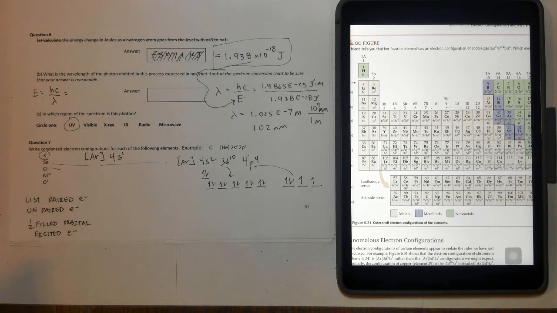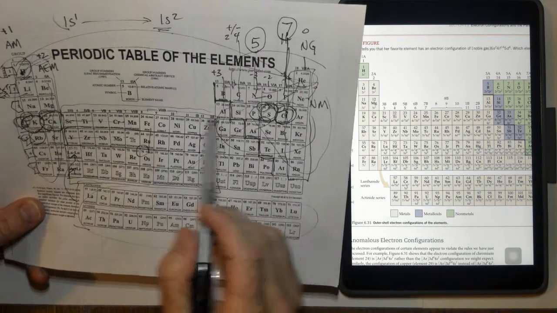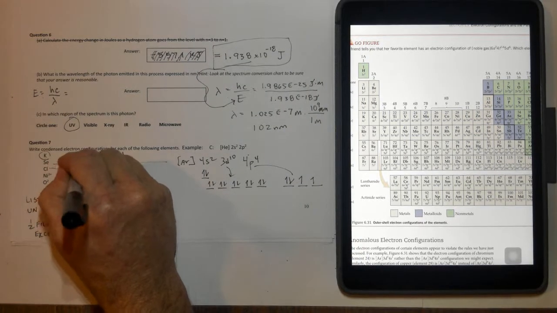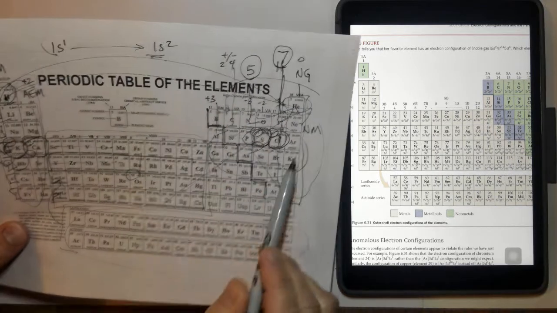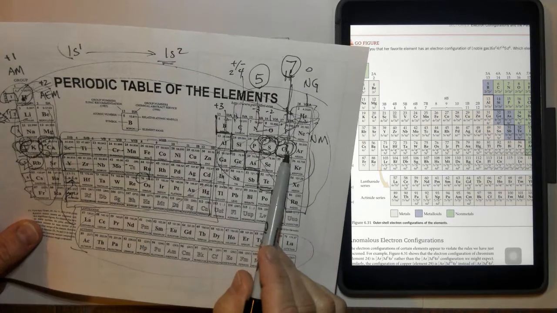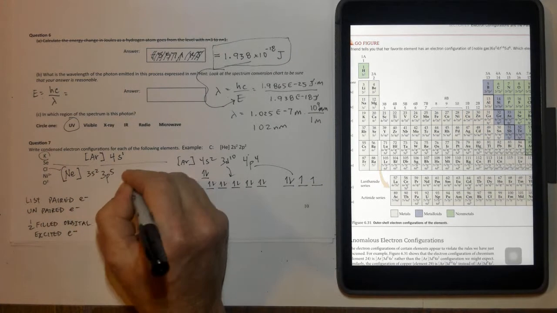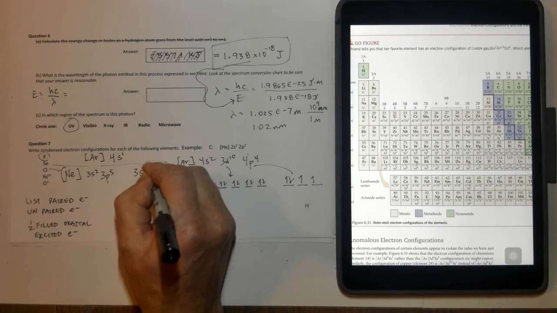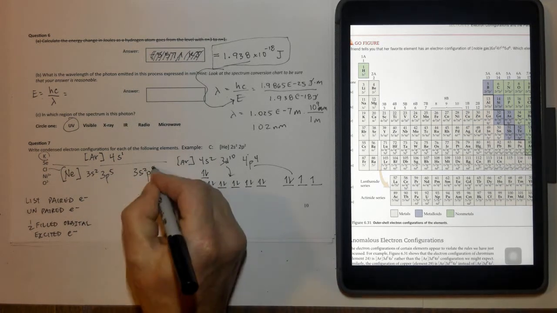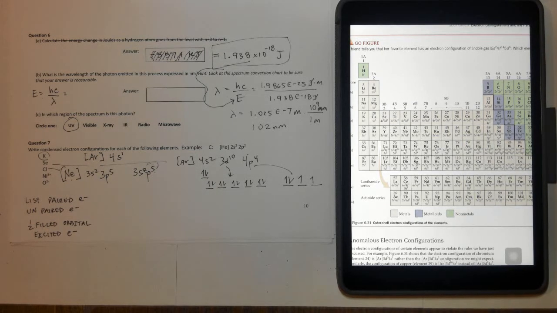Chlorine, my next one, is right here, and the preceding noble gas from chlorine, looking backwards this way, would be neon. And so we'd write down Ne and put that in brackets, and then we'd go from there, and it would go to 3s2, 3p5. So 3s2, 3p5, or you could just write it 3s2p5. If you didn't repeat the 3, that's okay, as long as you had a total of 7 electrons right here, and the neon as the core electrons.